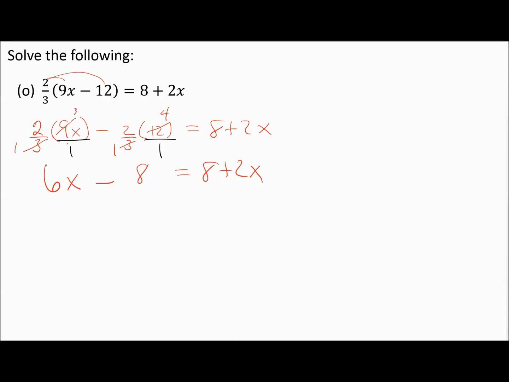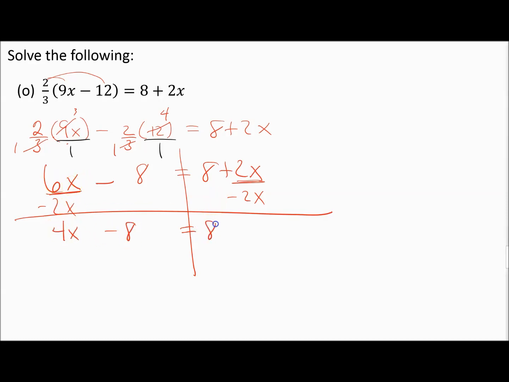Now, if you'll notice, we have variables on both sides of our equation. I have a 2x over here and a 6x on the left. So we've got to decide which side we want our variables to live on. And the larger of the two coefficients is probably the smartest place, which would be the left side. So I'm going to subtract 2x from each side of my equals. All right, 6x minus 2x is 4x. The minus 8 comes down, and then I have equals 8.